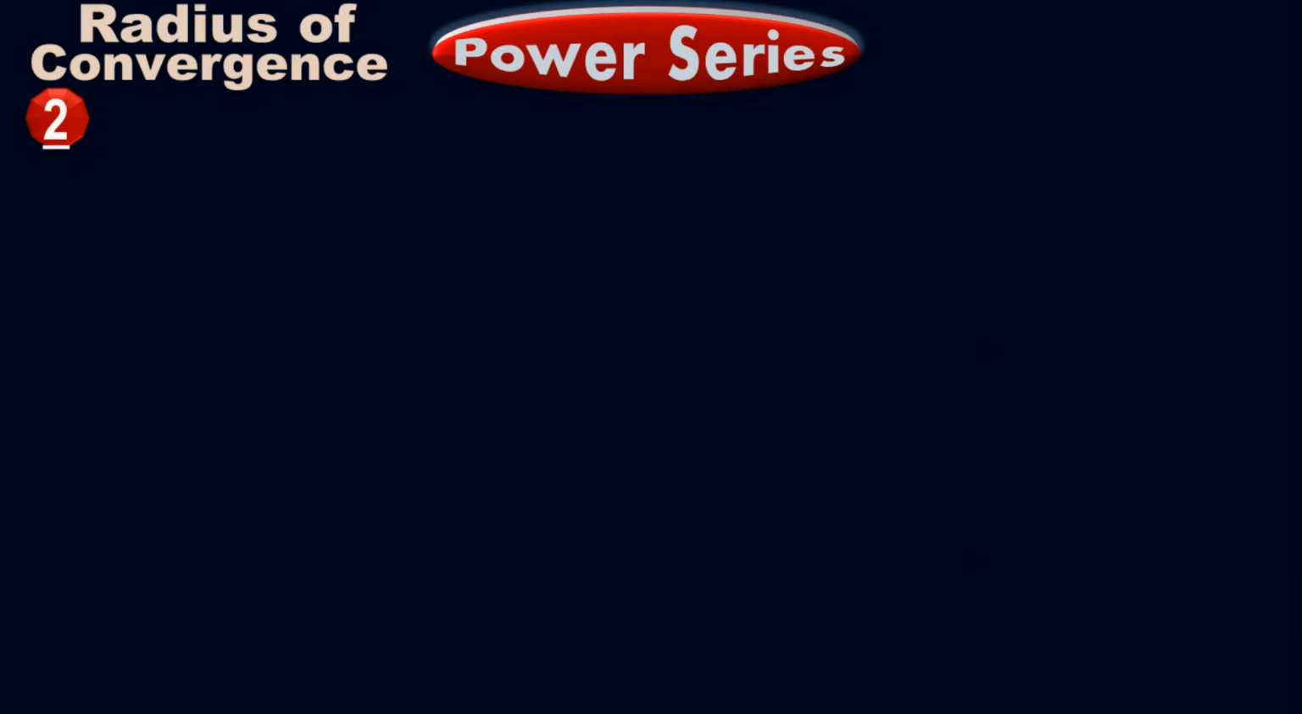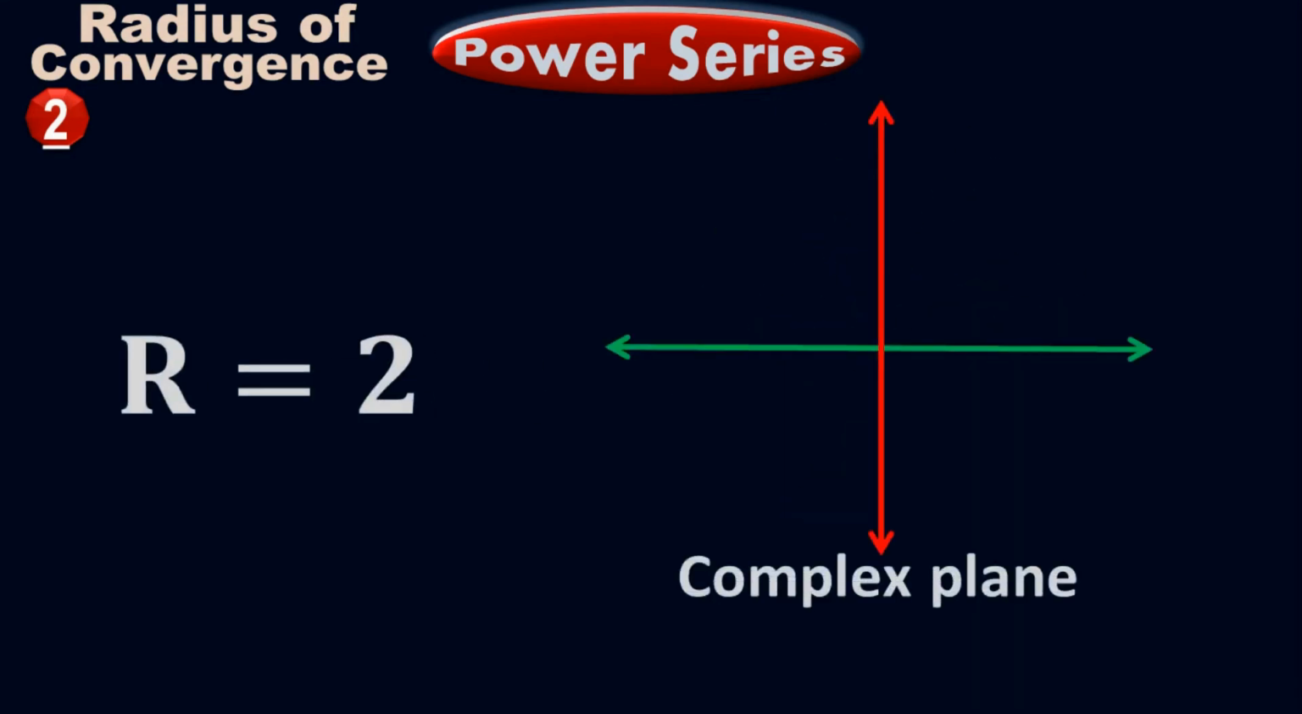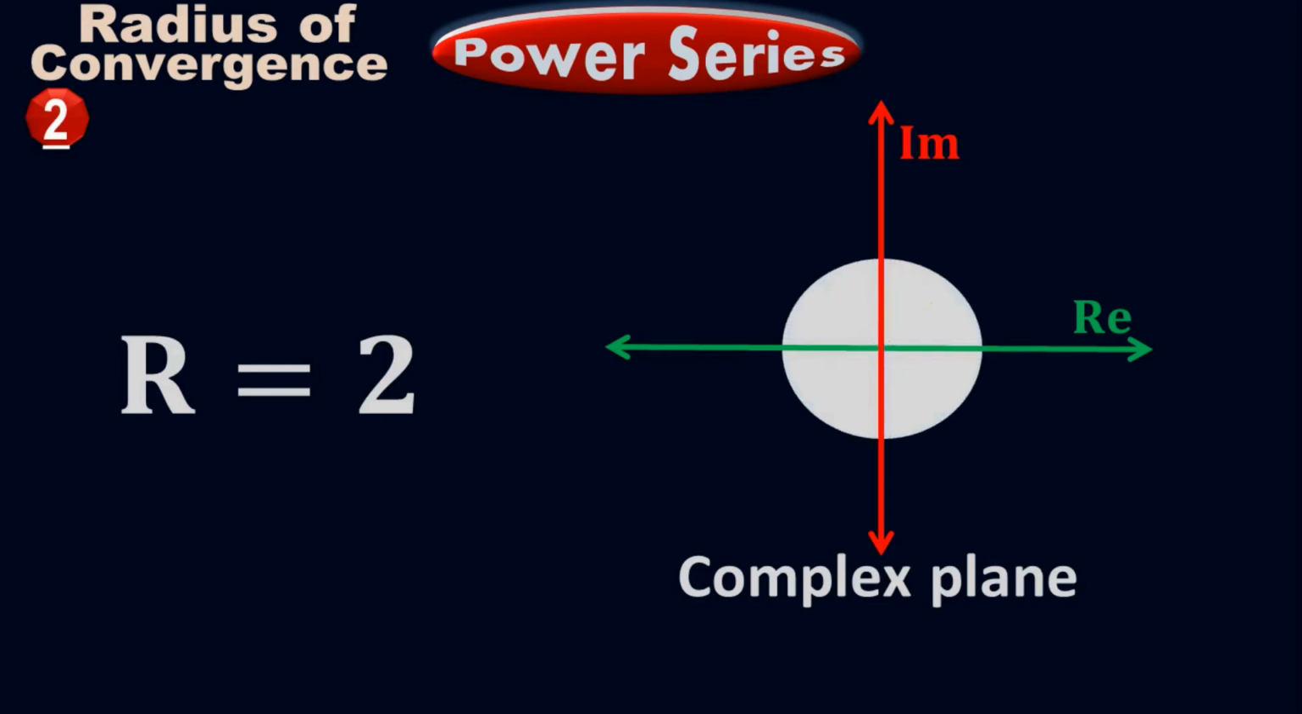Now let me check radius r equals 2 in the complex plane. This is my complex plane with the imaginary axis. This is my real axis. We know that to find the radius of convergence, the power series must converge on a circular region. We have this circle with radius r equals 2. This is my r sub c, which is the radius of convergence. At this point we have 2. So r sub c equals 2, which is the radius of convergence in the complex plane.